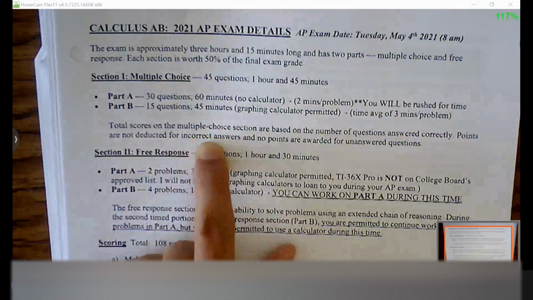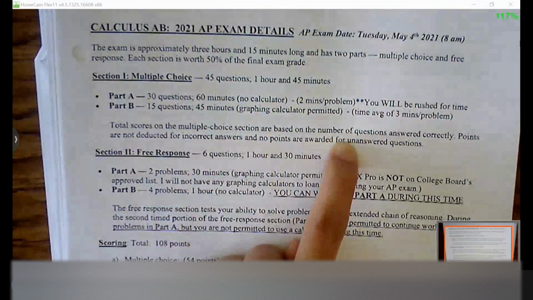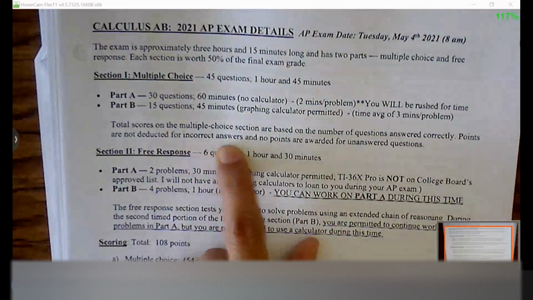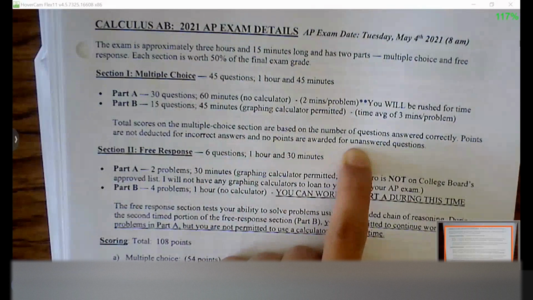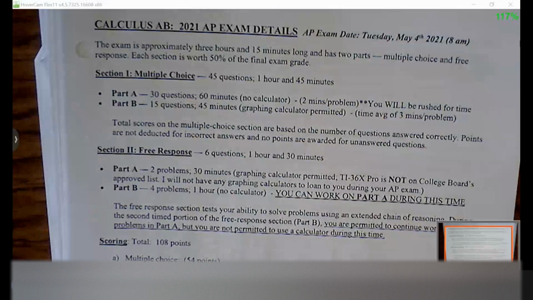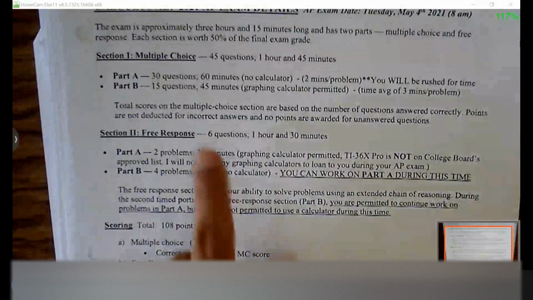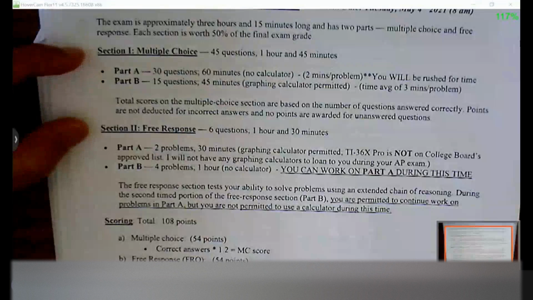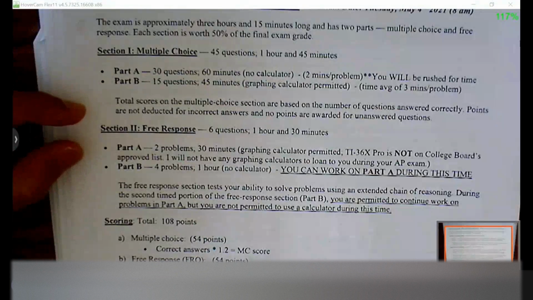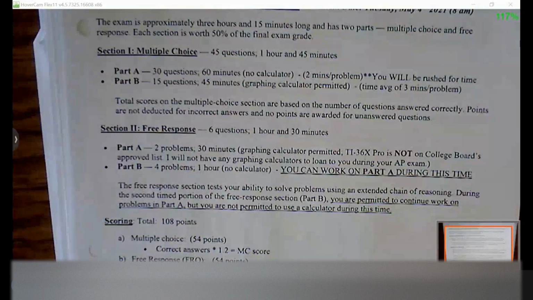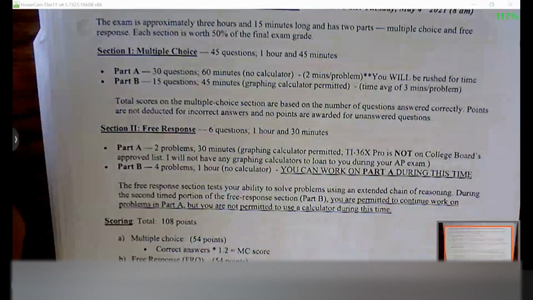The total scores on multiple choice sections are based on the number of questions answered correctly. Points are not deducted for incorrect answers, and no points are awarded for unanswered questions. So make sure that you answer every question. There's no penalty for wrong answers. It's like the SAT and ACT: answer every question. After you get done with the multiple choice section, you'll have a 10-minute break. You get to stretch and go to the restroom. I think they'll put you out in the hallway or near the bleachers, but you'll be away from the testing region.